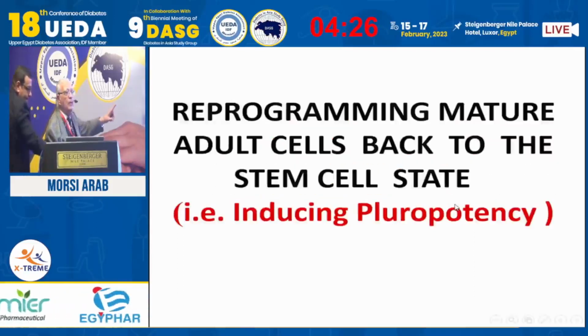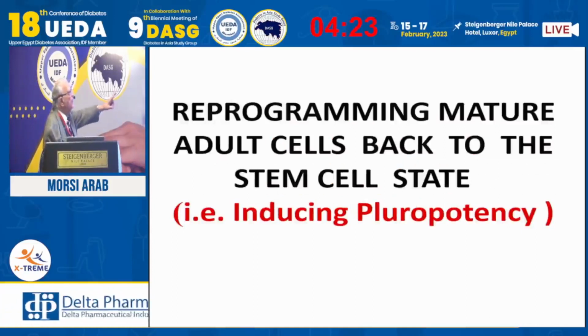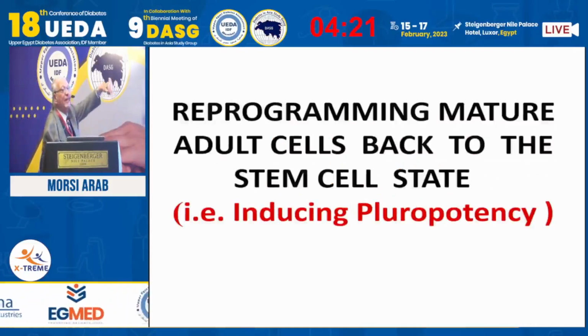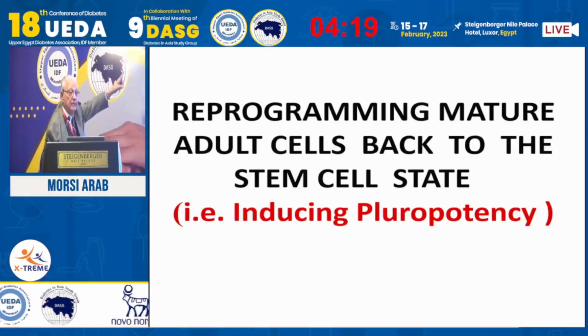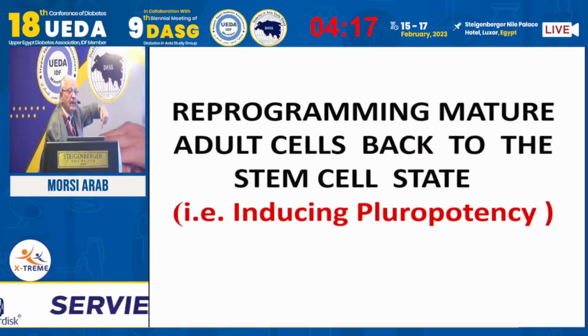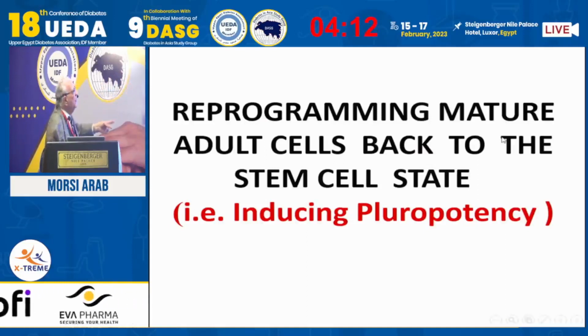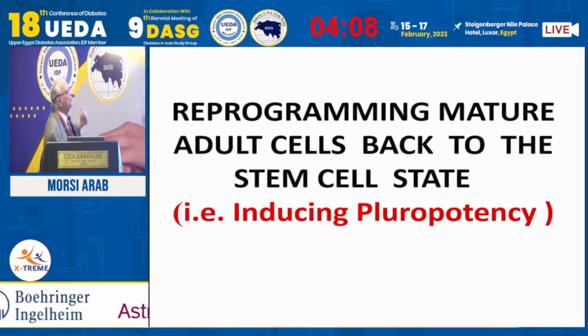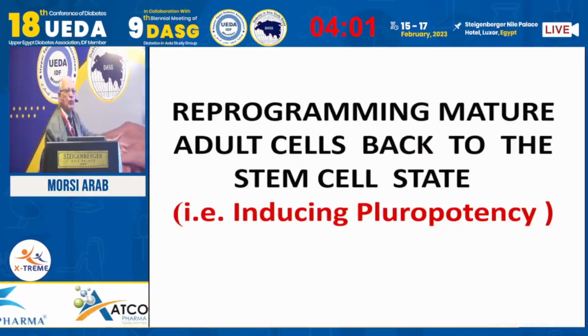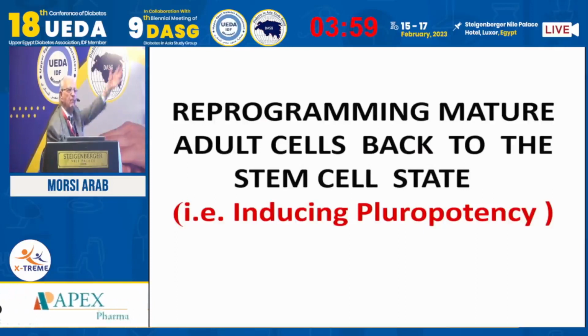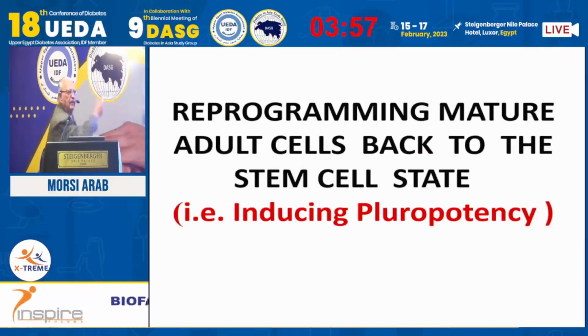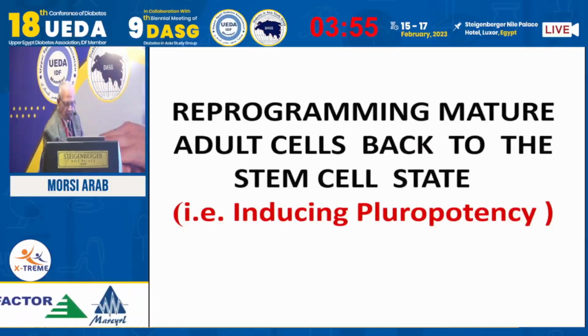So science has been able to reprogram mature cells, like taking an engineer back from secondary school so that he enters medical school to become a doctor. So we call this reprogramming mature adult cells back to the stem cell state. Why? In order to be pluripotent and able to produce any other type of cell. Instead of an engineer becoming a doctor, instead of a lawyer becoming an engineer. How does this happen?